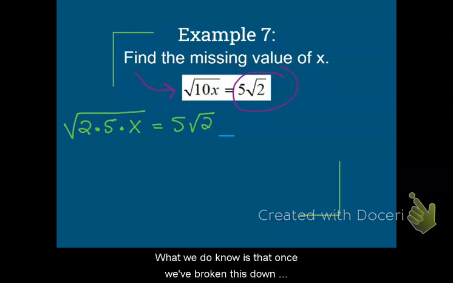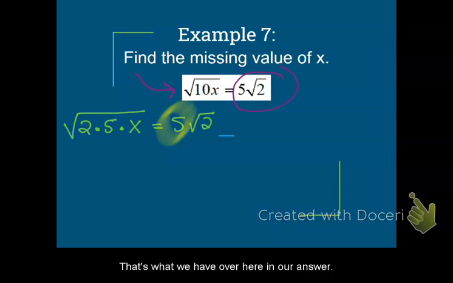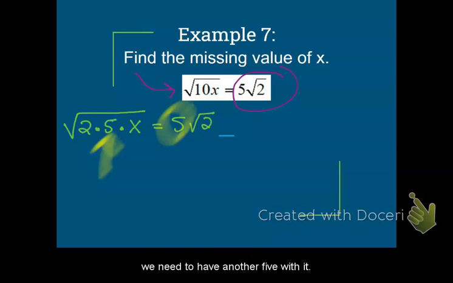What we do know is that once we've broken this down, we'll have something that had a pair of 5s in it, because in our solution we have a 5 out front. In all those problems we completed in the previous video, we know that if we had a pair of 5s, we would have the square root of 5 times 5, and we would just get a 5 out front. That's what we have over here in our answer. So we know that this 5 needs to have another 5 with it as a pair.